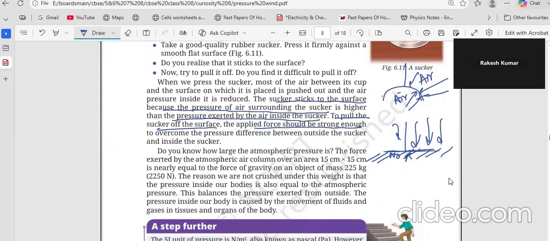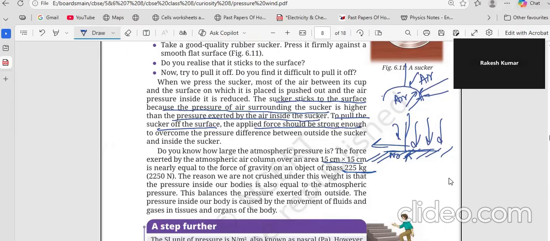On a 15 by 15 centimeter area, there is nearly the weight of 225 kg. 225 kg means two people. So it's so strong. That's why when you have to pull it, you generally slide it. You don't pull it. It's very difficult to pull it.